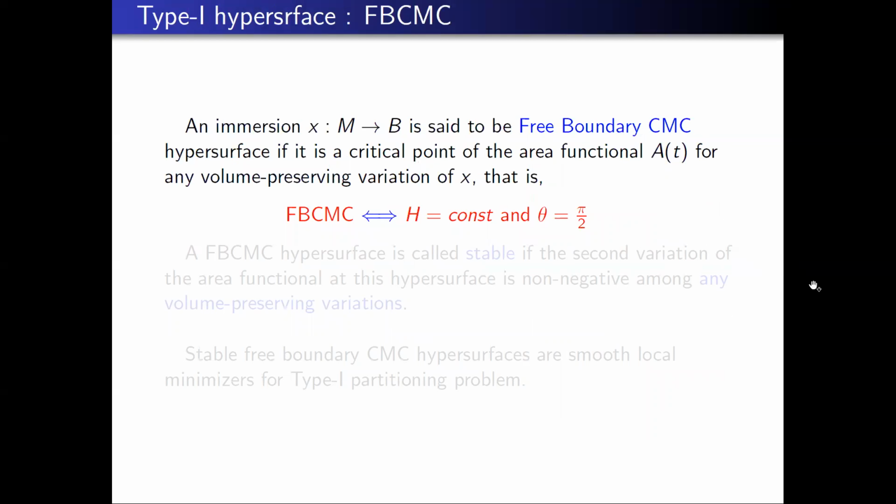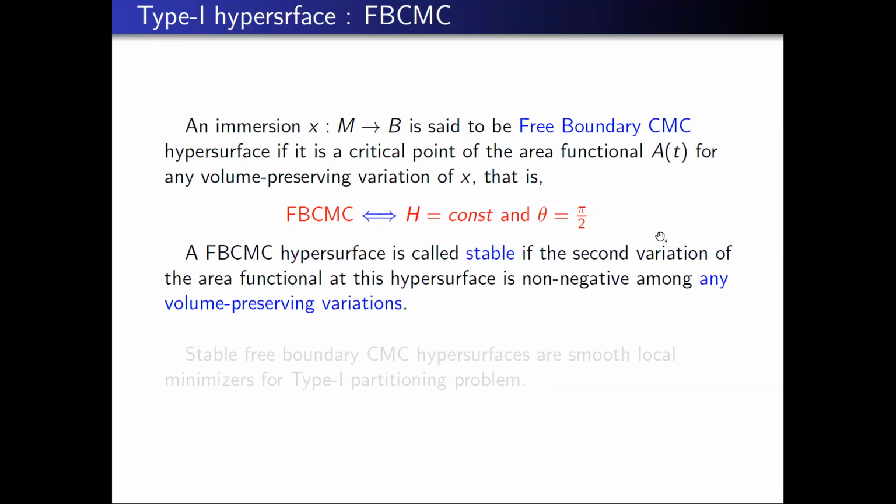Now we introduce type 1 hypersurface. That means free boundary, constant mean curvature hypersurface. An immersion X from M to B is called a free boundary CMC hypersurface if it is a critical point of the area functional for any volume preserving variation of X. That is, FBCMC means H equals constant, and the angle is a right angle. A FBCMC hypersurface is called stable if the second variation of the area functional at this hypersurface is non-negative among volume fixed variations.